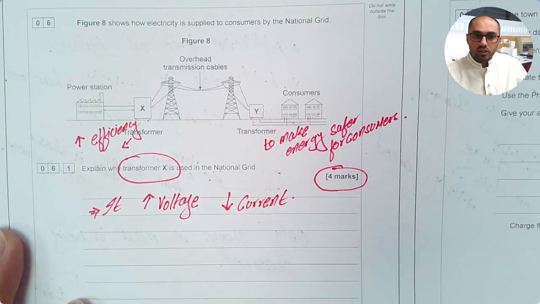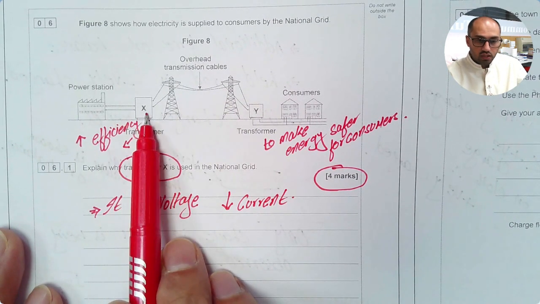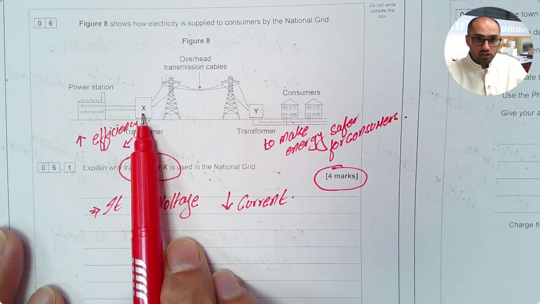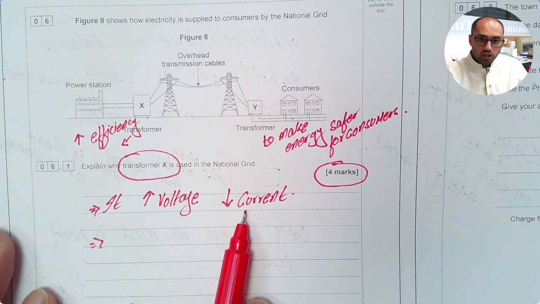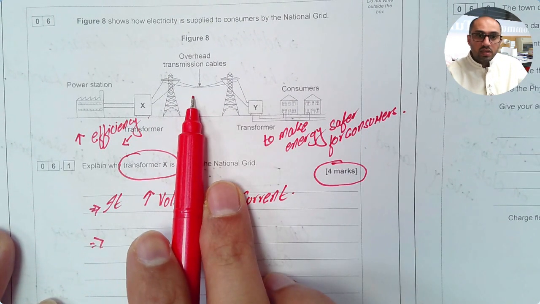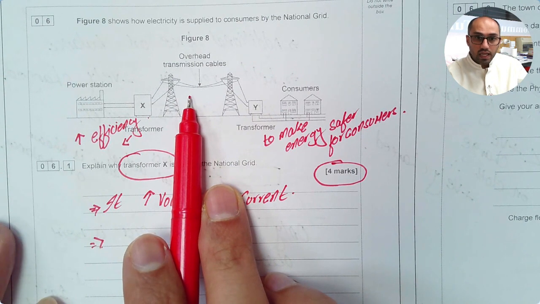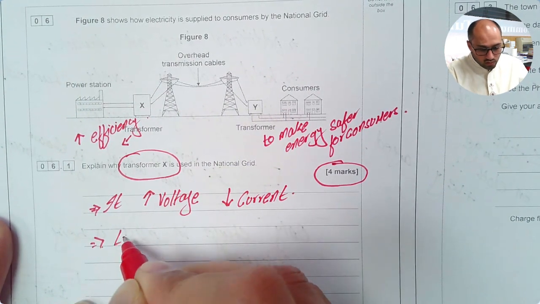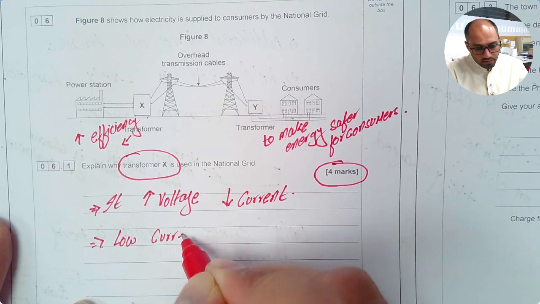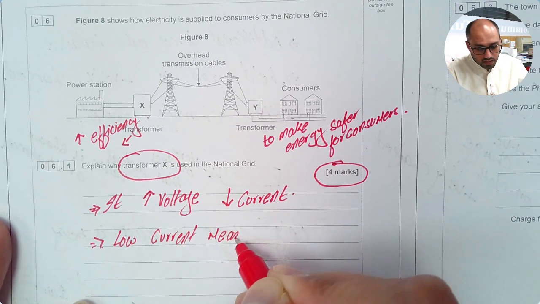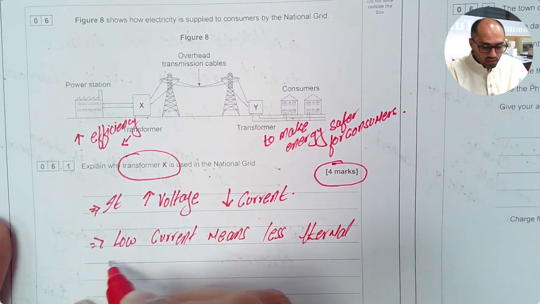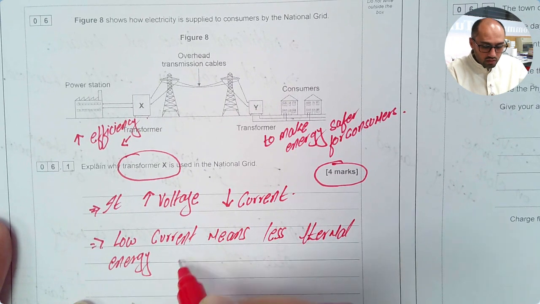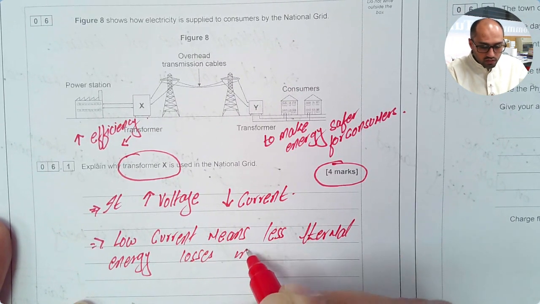You have to remember, for a transformer we assume that it is 100% efficient, so the amount of electrical energy that goes in is equal to the amount of energy that comes out. Then we can say lower current means there'll be less thermal energy losses in transmission cables.